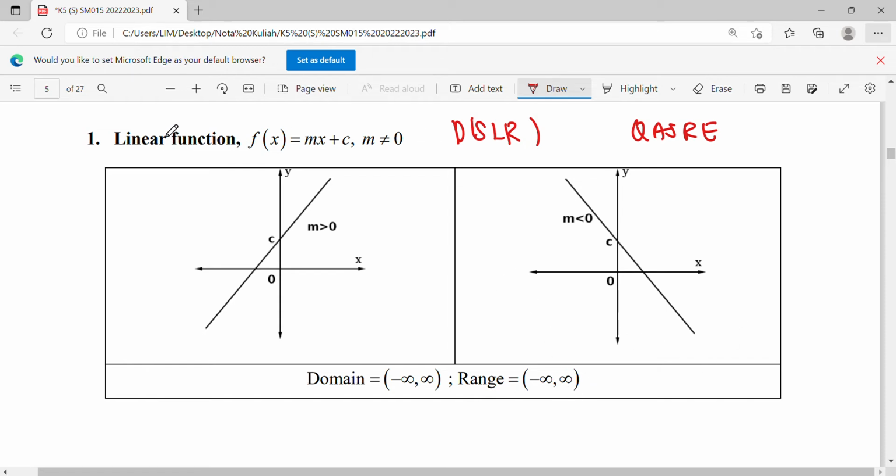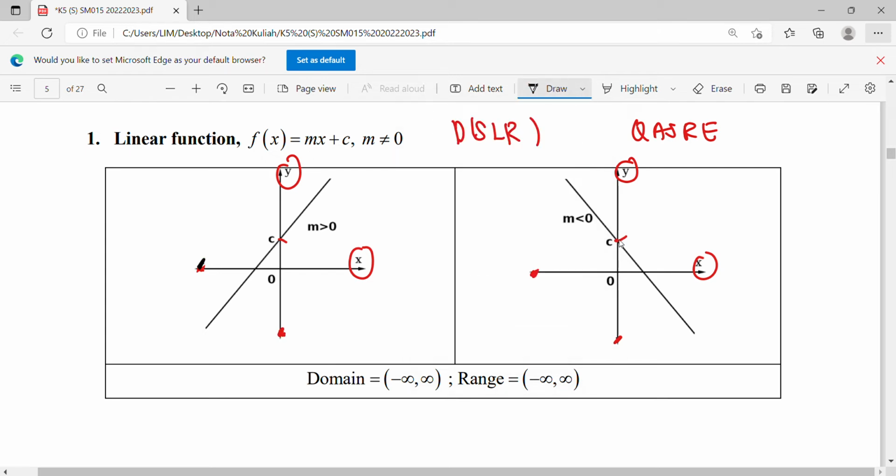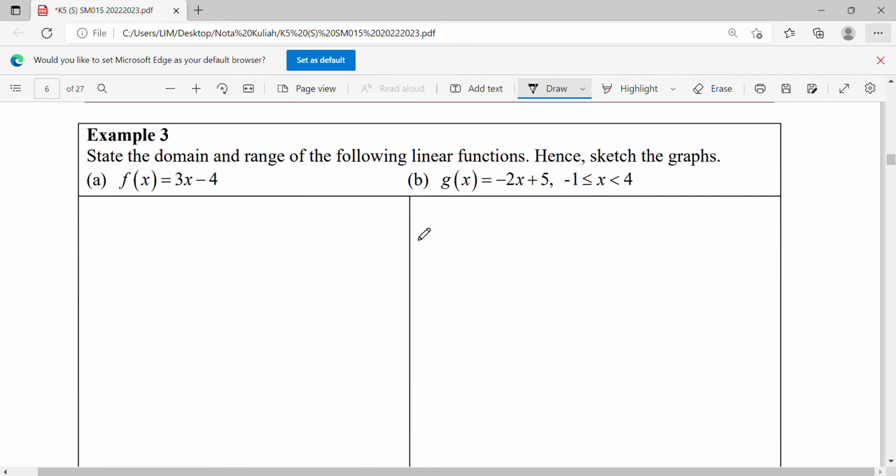So when you want to draw a linear graph, gradient positive going up, gradient negative going down. So you remember to plot your y-intercept and x-axis, y-axis. So this is, ni tak ada, ni salah. Ni axis ni tak ada arrow. Okay, so ni just padam. So this is a linear graph. Alright, then we go for our sketching.